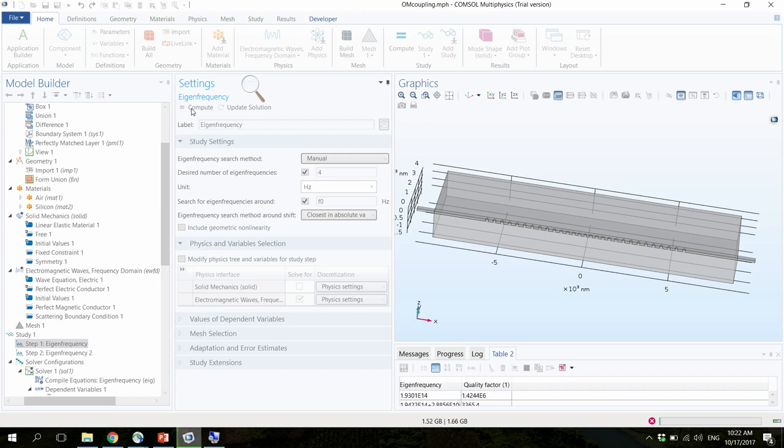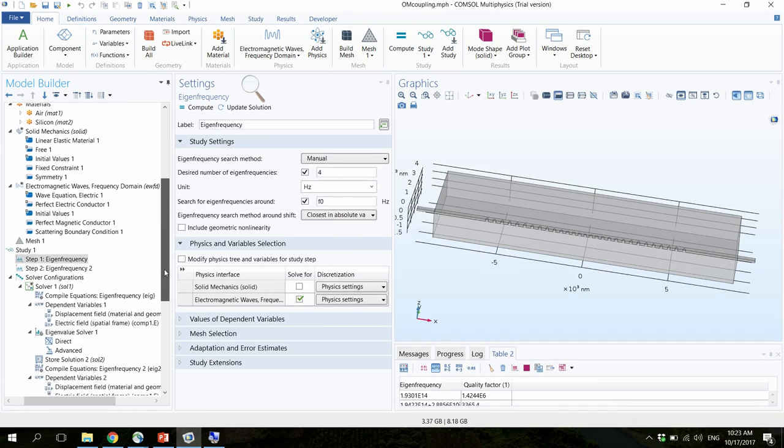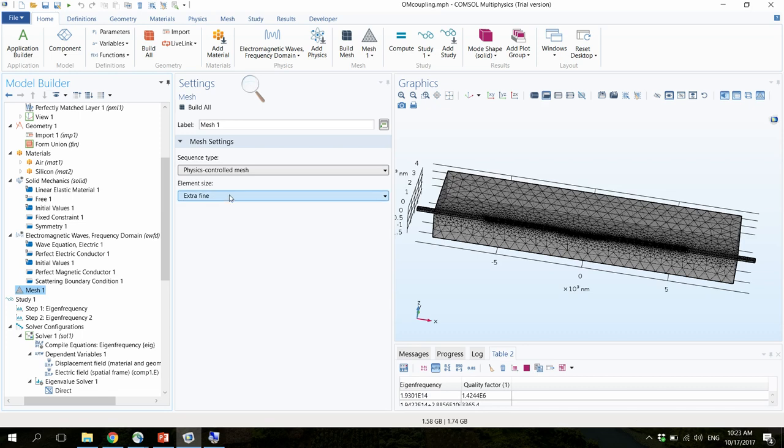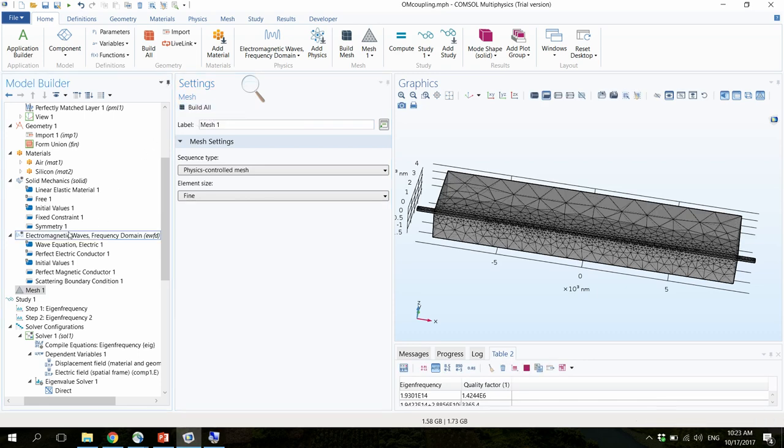Very slow. Yeah, the simulation is taking a little bit long, but so what we can do is let's just cancel this one and decrease mesh for the moment. And let's calculate again.